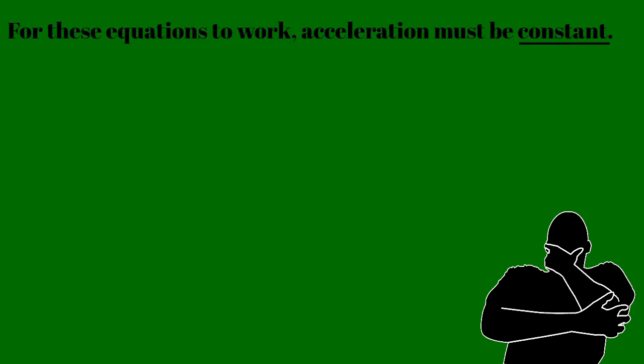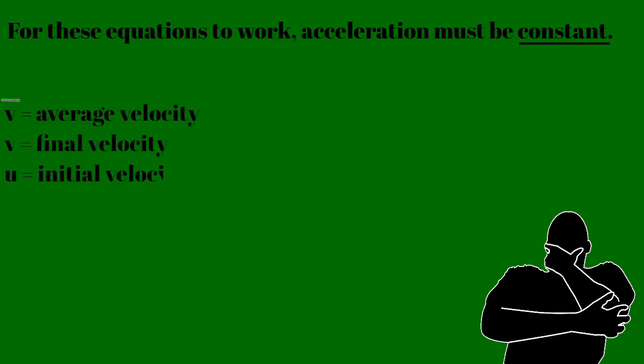I will now explain what quantity each symbol will represent. V bar is going to represent average velocity, v is going to represent final velocity, u is going to represent initial velocity, displacement will be represented by s, time will be represented by t, and acceleration will be represented by a. It is important to note that there is a difference between average velocity and final velocity.